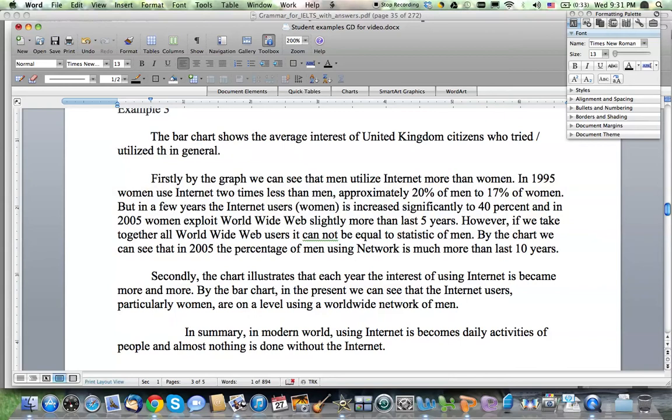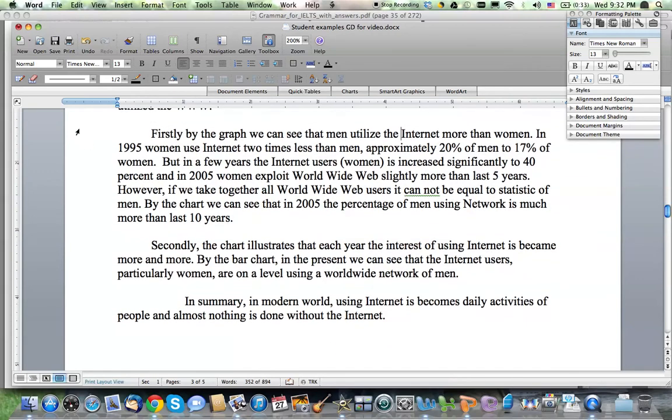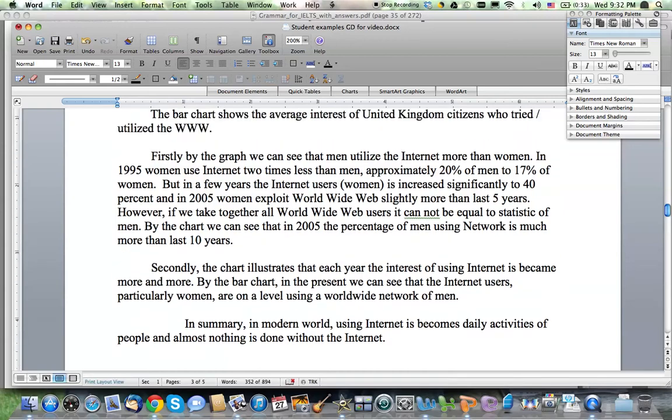You could try the World Wide Web, and I don't know why this person put in general. Let's just delete that. Excuse me, I'm sorry. Firstly, by the graph we can see that men utilize internet more than women. Okay, internet requires an article. The internet more than women. This is a general statement, right? That in general men utilize the internet more than women.